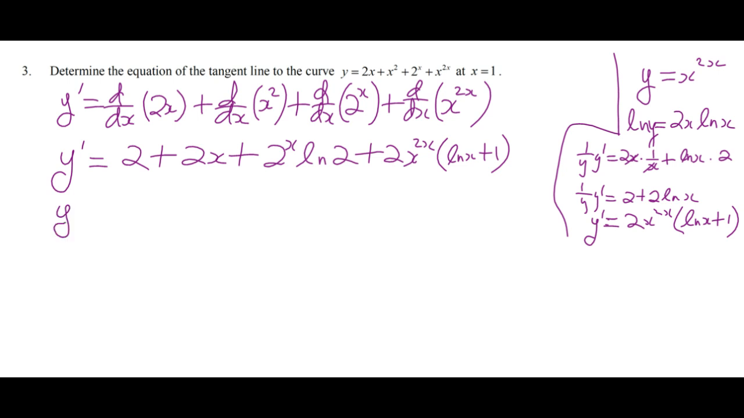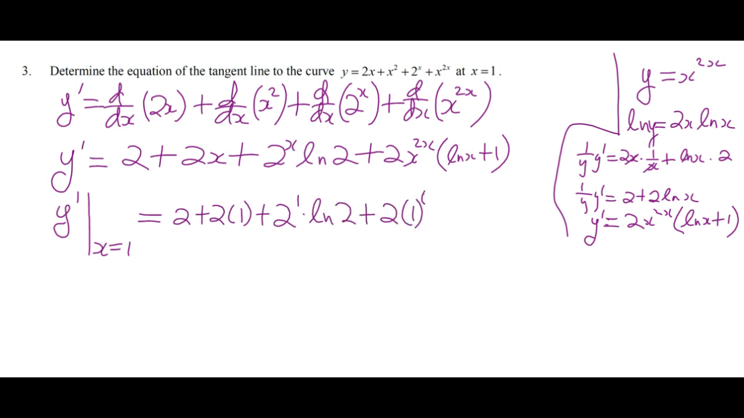Well, we wanted y prime. I'm not going to simplify this any further. We're just going to substitute in x equals 1. So y prime when x equals 1, so it's 2 plus 2 times 1 plus 2 to the 1 times ln 2 plus 2 times 1 to the 2 times 1 ln 1 plus 1. Now all we've done is gone through and everywhere we see an x, we've stuck in a 1.